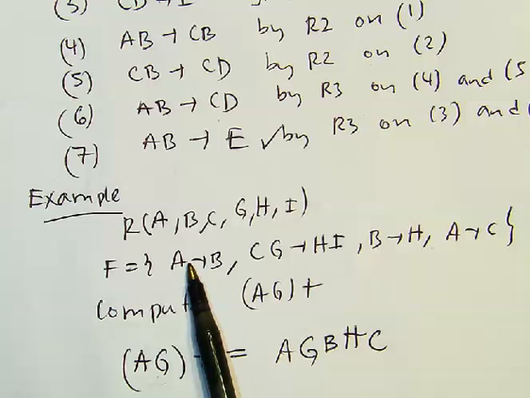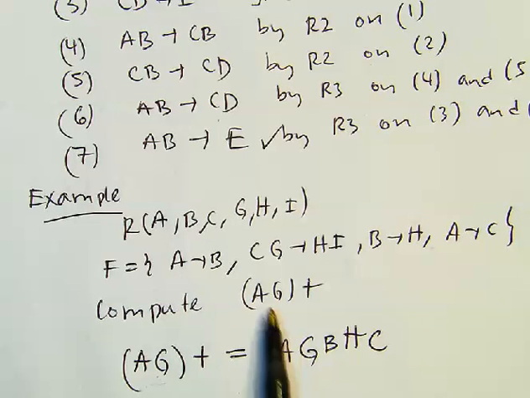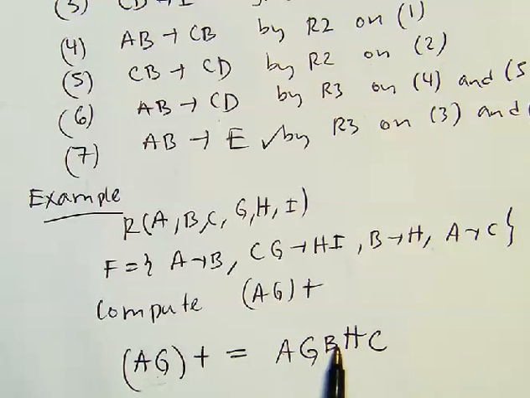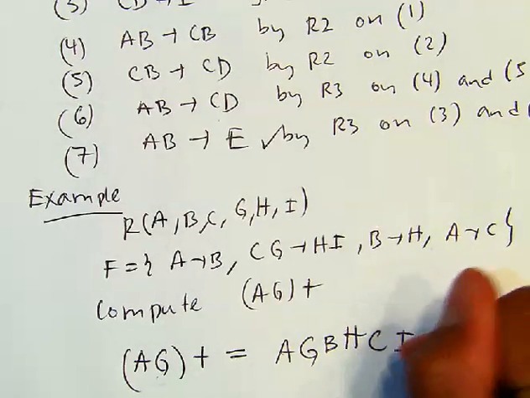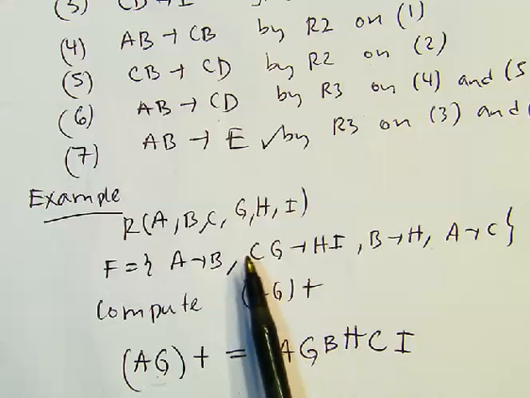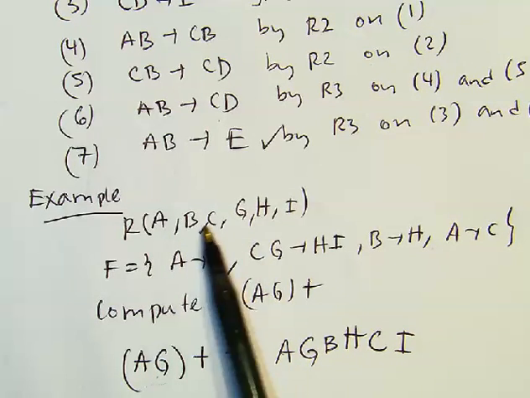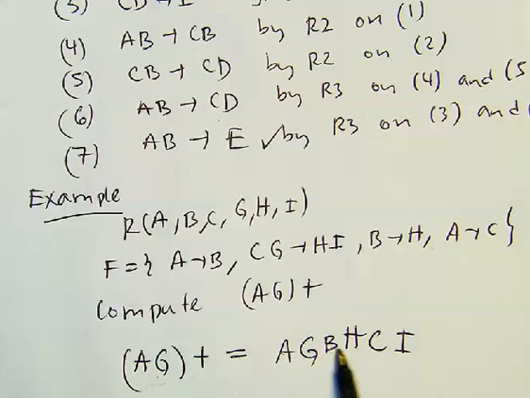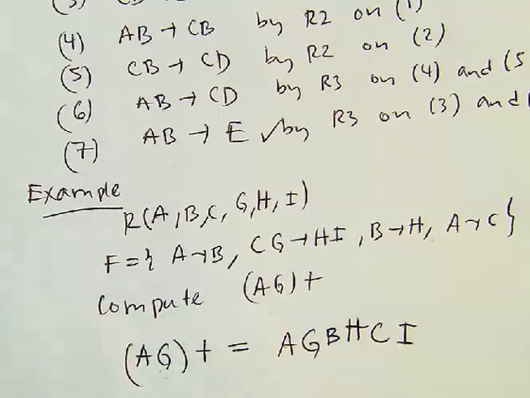So now, is A a subset of this? Yes. Then we union with B. There is no change, because remember, we don't have any repetition in sets. Is CG a subset of this? It is now. So we add HI. H is already in the set, so we're adding I. And is B a subset? Yes. And I think we got all attributes already. So this is 1, 2, 3, 4, 5, 6. 1, 2, 3, 4, 5, 6. So there is nothing else to add.